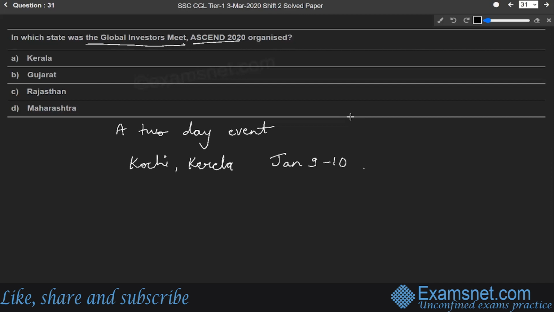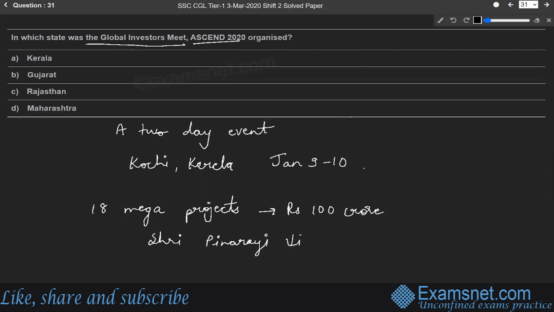Do you know what was the main aim for Ascend 2020? It showcased 18 mega projects with an investment of rupees 100 crore each. Each project had an investment of rupees 100 crore. And this 2-day meet was inaugurated by the Chief Minister of Kerala, Sri Pinarayi Vijayan. He inaugurated this meet, and it was also organized by the state departments of industries.